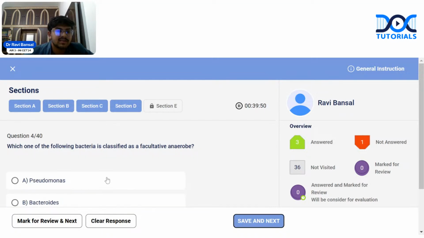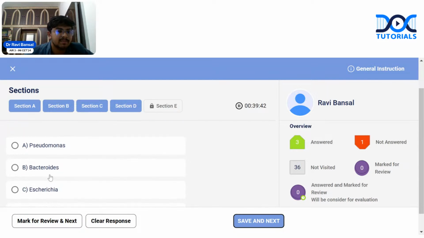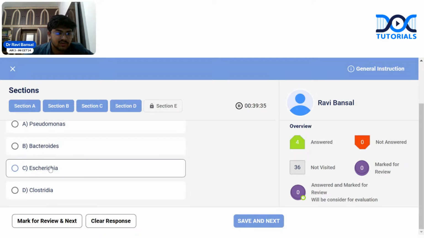Which one of the following bacteria is classified as a facultative anaerobe? Pseudomonas, we all know it requires oxygen all the time. It is not an anaerobe. Bacteroides are not facultative, they are obligate anaerobes. Escherichia coli is a facultative anaerobe. Clostridia are anaerobes. They cannot survive in an oxygen environment. So this is basic knowledge about some organisms.